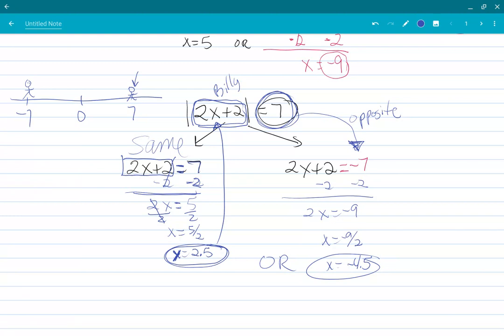But Billy could also be over here, right? So here's Billy, right? So Billy could be at -7. So we do the same thing, right? Subtract 2, subtract 2. This cancels out. 2x equals -9. So divide by 2, divide by 2. So x equals -4.5. So either x is 2.5 or x equals -2.5. There's two possible answers.